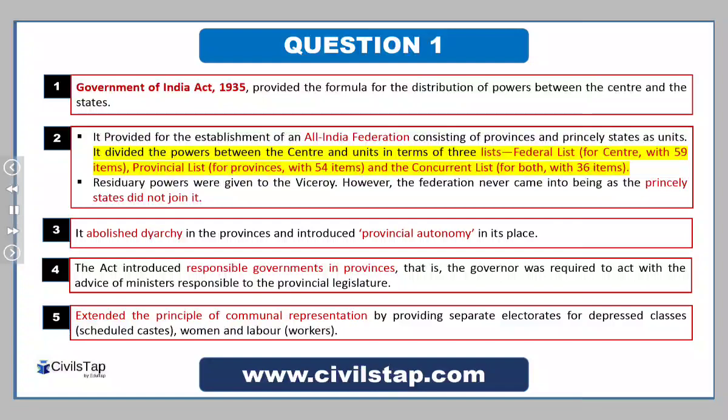Nine items, the provincial list for provinces with 54 items, and the concurrent list for both with 36 items. Residuary powers were given to the viceroy. However, the federation never came into being as the princely states did not join it. 2. It abolished diarchy in the provinces and introduced provincial autonomy in its place.